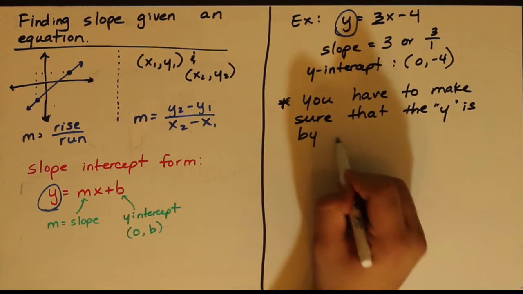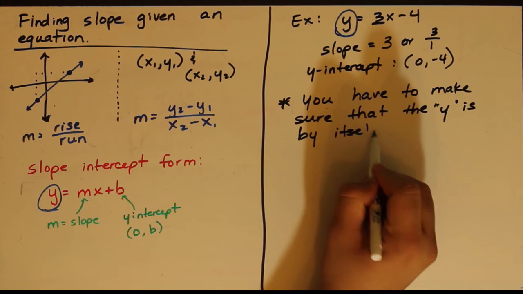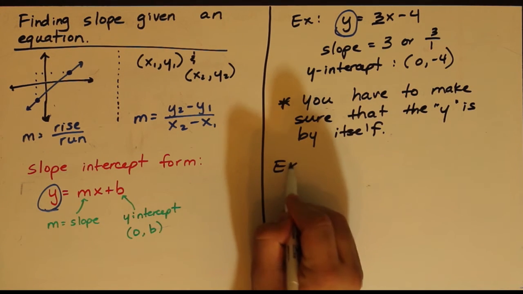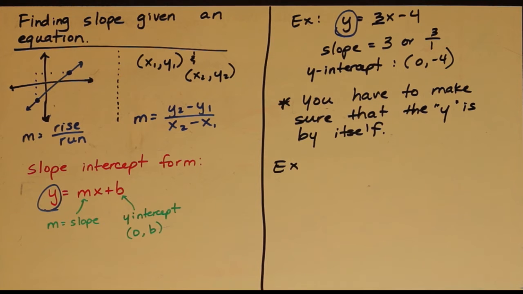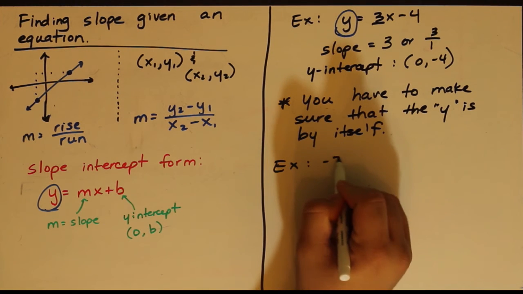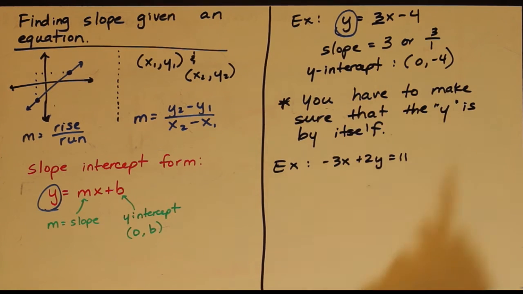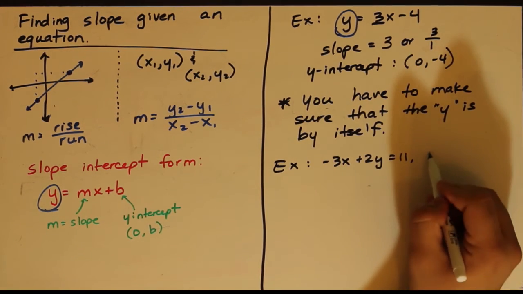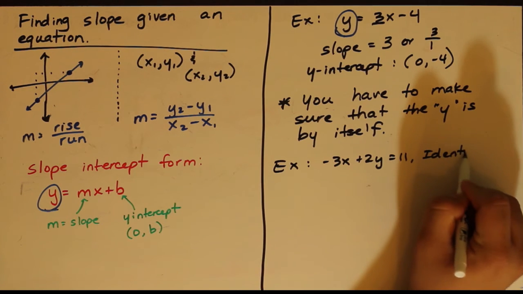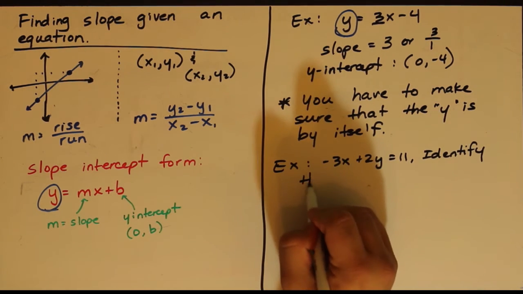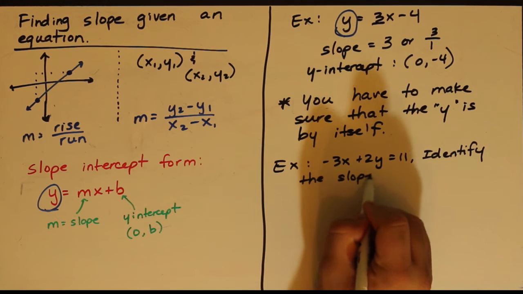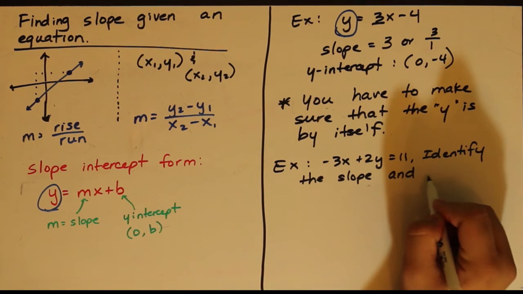Is by itself. So let me go ahead and give you an example of this. Let's say I gave you negative 3x plus 2y is equal to 11, and I say identify the slope and y-intercept.